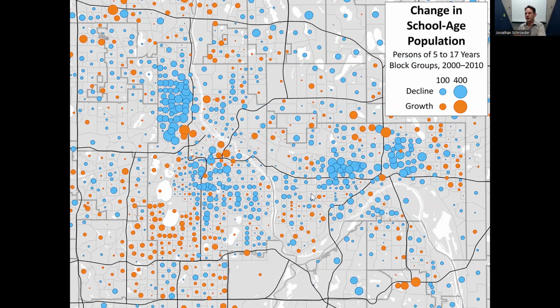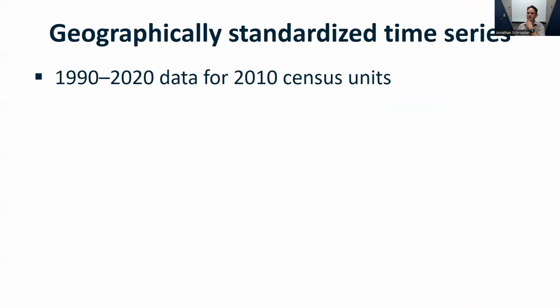And here's an example of something you might do with the standardized data. Here's a change in school age population by block group within the Twin Cities between 2000 and 2010. You could now do this between 2010 and 2020, and this would give you an idea of which areas have declining school populations, where the schools might be struggling to keep their budget going because of diminished enrollments, or where they might be stressed due to rapidly increasing enrollments, things like that.